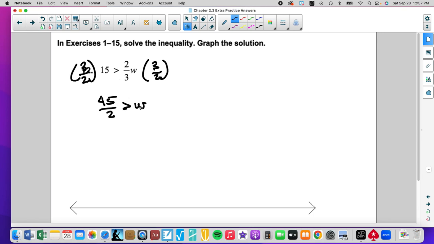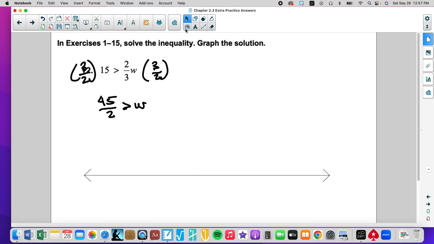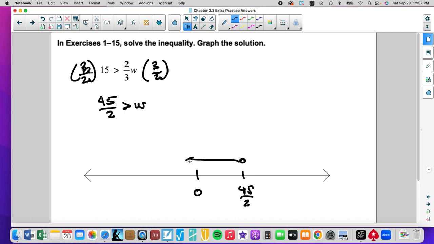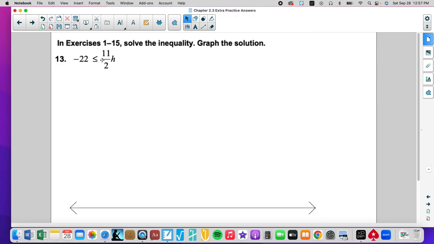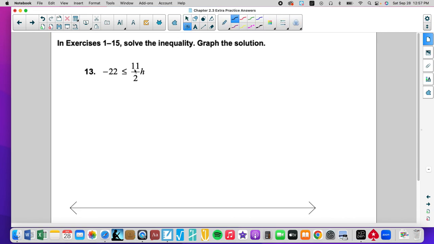I don't have to flip the inequality. I multiply both sides by 3/2. And I can leave that. I'd leave that as an improper fraction. There's nothing wrong with that. It's easy to graph. I just put it there. It's open circle and less than. I don't have to write 22.5. That's just unnecessary. That's extra work that I'm not requiring you to do.